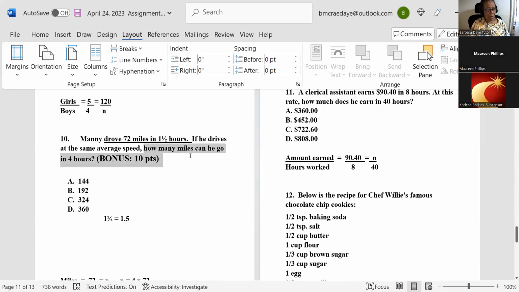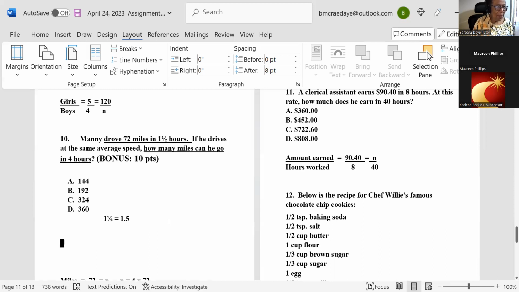He drives 72 miles in 1.5 hours. If he drives at the same rate, at the same average speed, how many miles can he go in 4 hours? Okay, so set it up and solve it. Set up the two ratios now. You've got 72 and 1.5, and then you've got the 4 hours and an unknown number of miles.